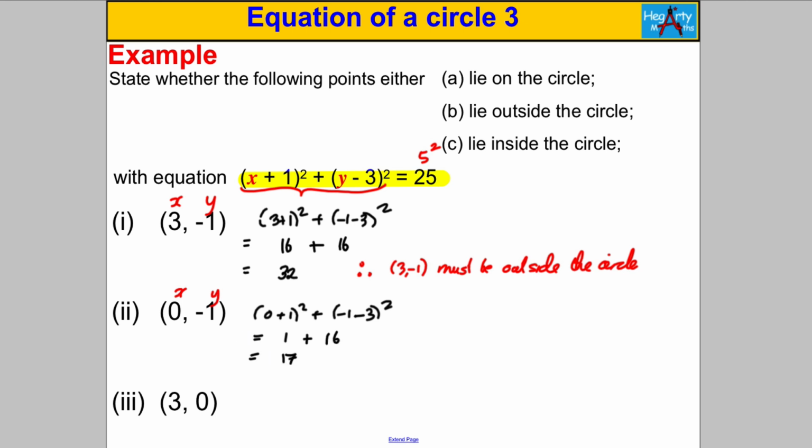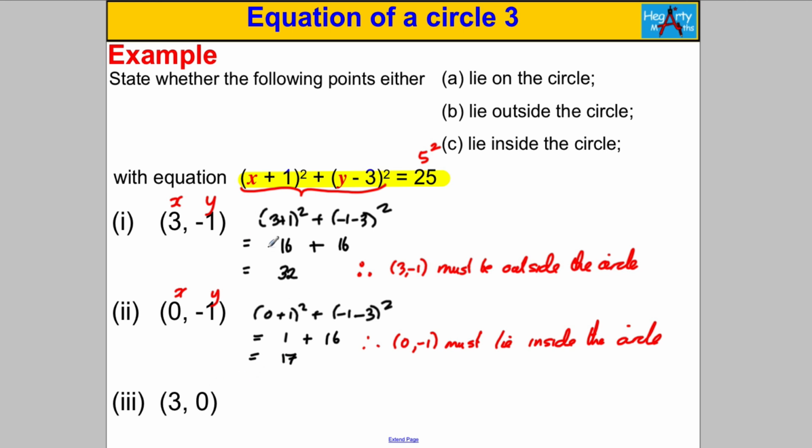And again, that is telling us that 0, -1 must lie inside the circle. Because 17 is less than 25, which is telling us that this point has a distance of smaller than 5 away from the center, so it's inside the circle.